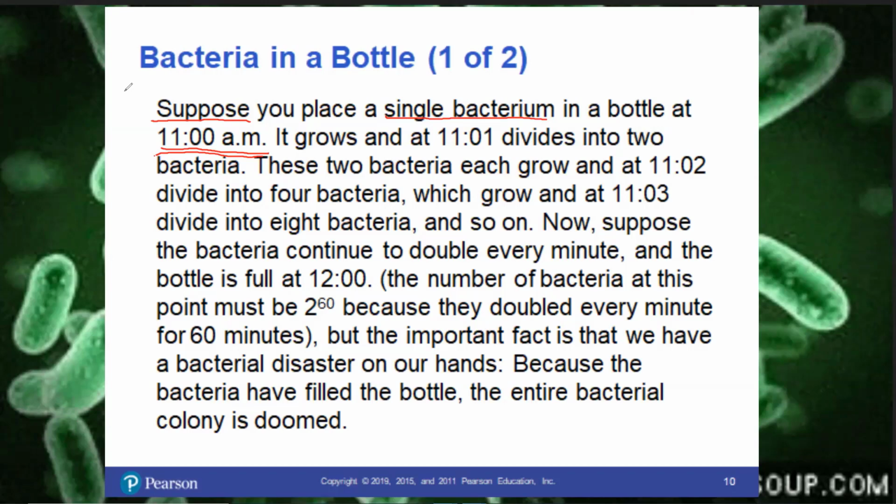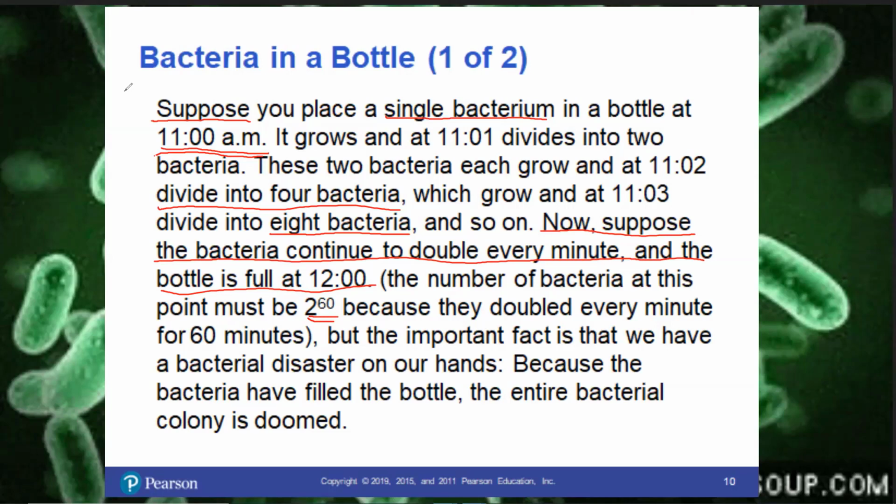By 11:02, both of these bacteria have each divided into 4 bacteria. By 11:03, you now have 8. After 3 minutes, we've gone from 1 bacterium to 8 bacteria, and so on. So suppose the bacteria continue to double every minute for a full hour. And by 1 hour, the entire bottle is full. 60 minutes have passed, and so we know how many bacteria are in there. We know that there are 2 to the 60 bacteria in the bottle, and they have filled the bottle completely in 1 hour, in 60 minutes.